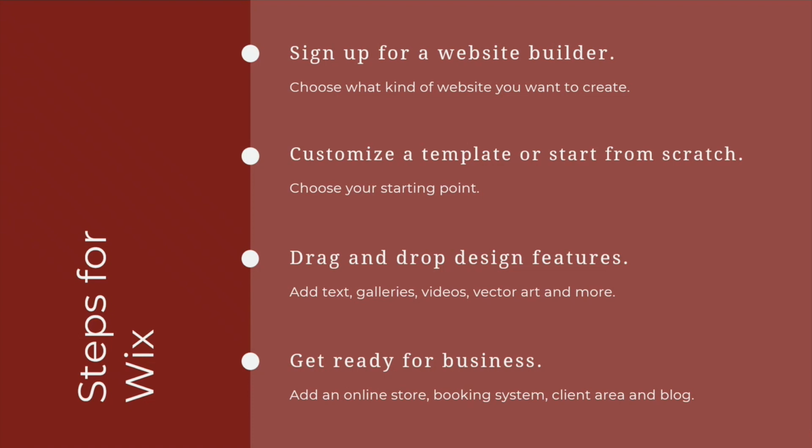So here are the first 4 steps. The first step is we're going to sign up for the website builder, and we're going to choose what kind of website we're going to create. From there, we're going to customize a template. You can start from scratch, but for the purpose of this tutorial, we're going to customize a template that's already there.